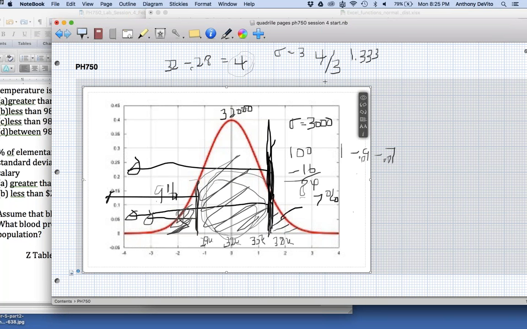Make sense? Okay. In other words, it wasn't quite as neat as over here where we were looking at. Now, is that a positive number or a negative number?